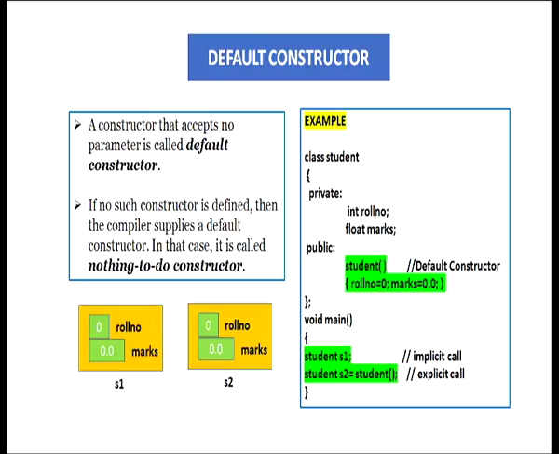And it is very important to note that if no such constructor is defined, then the compiler supplies a default constructor, and in that case it is called a nothing-to-do constructor.